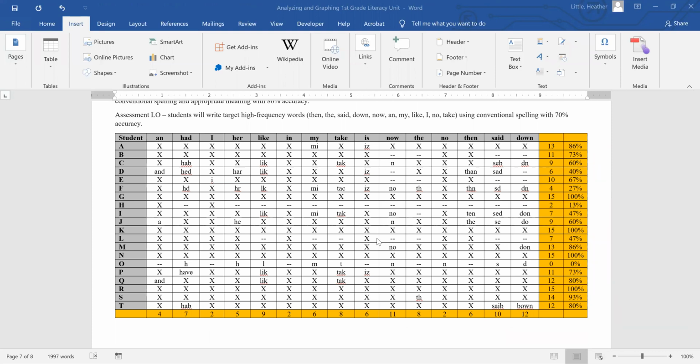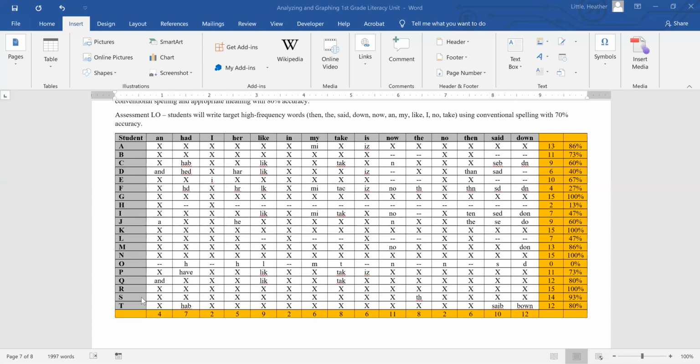And for this, we're looking at how many students had a mistake in each of the words that we assessed in this particular assessment. So the words across the top, and then what I did was create a row on the bottom and add up the number of mistakes. Just to be clear, you also could, instead of adding up the number of mistakes, add up the number of correct responses and graph that if you would like.